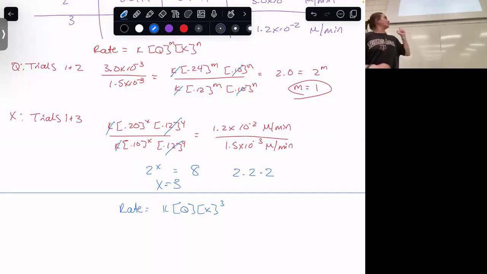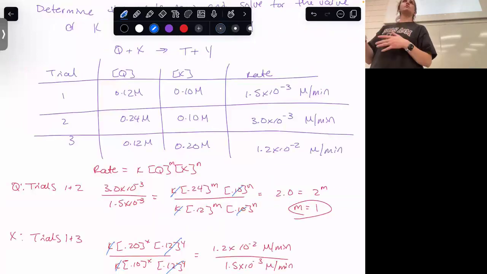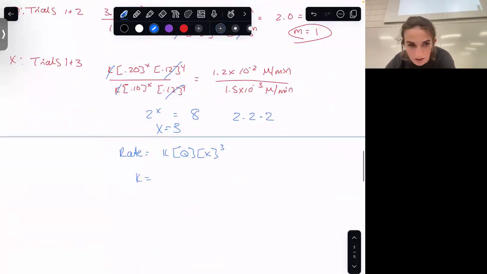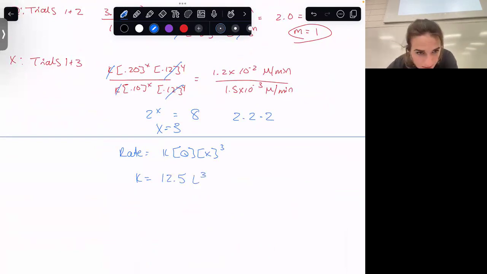Let's just finish this question real quick. If we wanted to solve for k, how would we solve for k? You could take any experiment from before and plug in those values. Right now, you know the exponents for Q and X, so you can plug those in, and then you're just solving for k, because the only unknown would be k. You can solve that on your own if you want to, and k is 12.5 liters cubed over moles cubed.